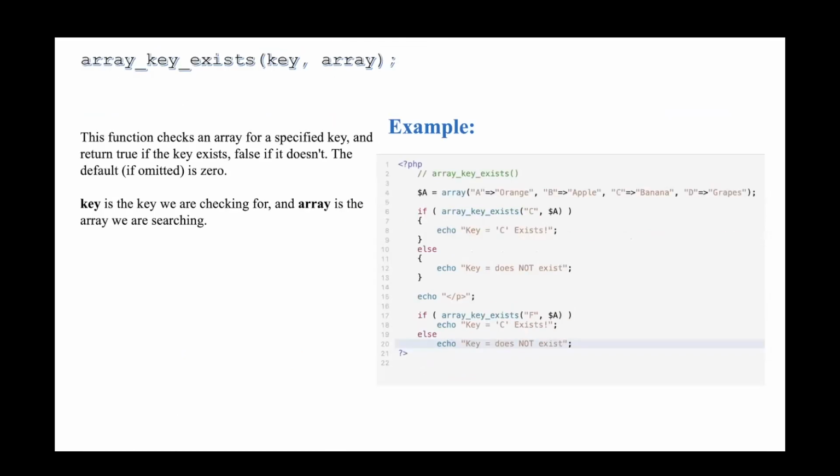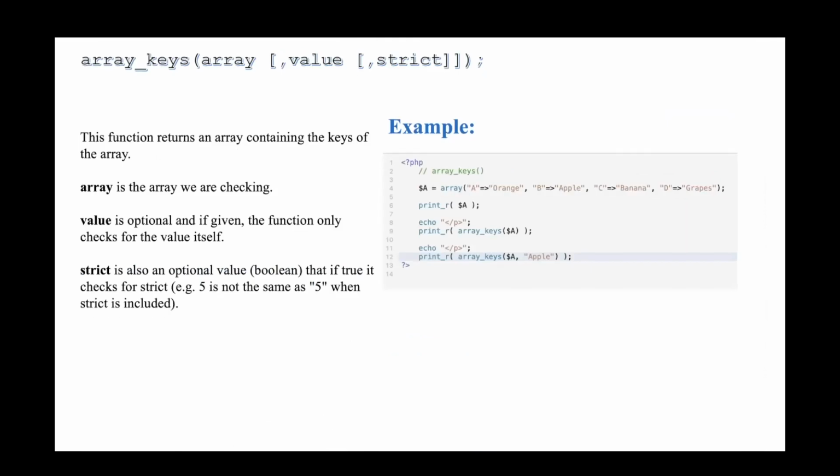Array key exists. This function checks an array for a specified key and returns true if it exists or false if it doesn't. The default, if omitted, is 0, of course, but that is to check if a particular key is in the array. This function returns an array containing the keys of the array. So the keys here being, of course, A and B and C and D, it returns those in the array.